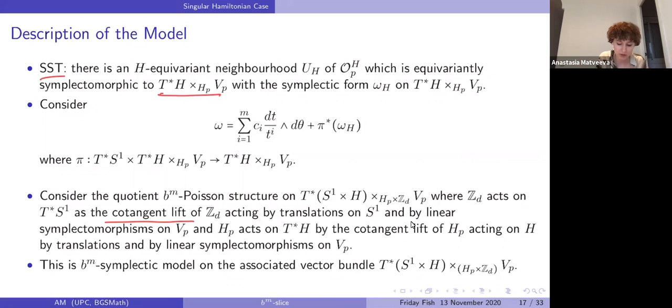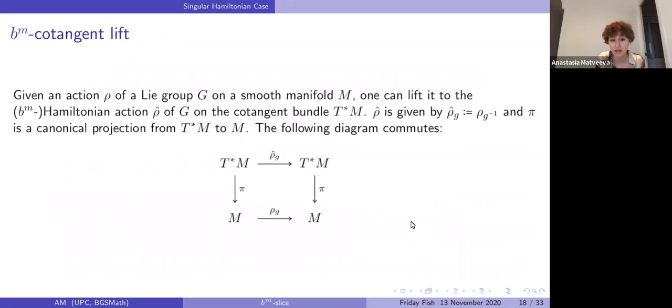So let's talk about the cotangent lift in our case, which doesn't differ very much from the usual one. The cotangent lift itself is a tool for when you have any action rho of a Lie group G on a smooth manifold M, without any assumptions on symplectic structure, not necessarily Hamiltonian or whatever, but once you have it, you can lift it to a Hamiltonian action on the cotangent bundle to the manifold.